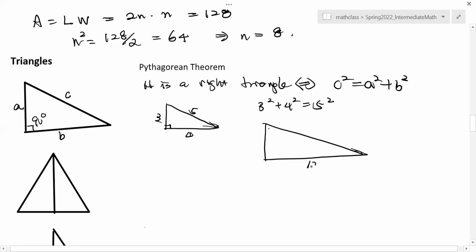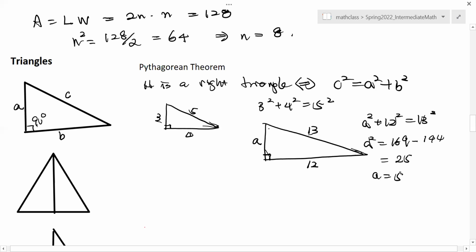And this side is 12, and this side is 13, and let's figure out the other side. We don't know it. We're trying to figure out what a is. a squared plus 12 squared equals 13 squared. So a squared equals 13 squared, which is 169, minus 12 squared, which is 144. The subtraction gives 25. Okay, so a is going to be 5. So you get another special right triangle with all integer lengths.